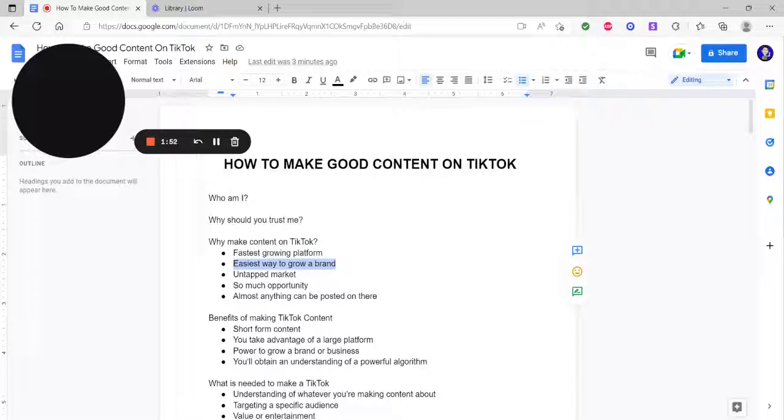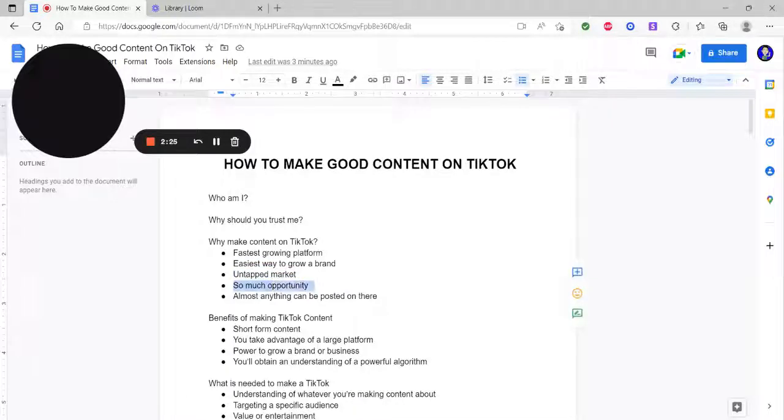Like I said, it's the easiest way to grow a brand. I think it's probably the best way to grow a brand nowadays, considering the algorithm is very easy, just as long as you're able to create good content. It's also an untapped market. Not a lot of business owners and influencers, or people striving to be influencers, are on TikTok right now, and the ones that are are making huge gains. So it's really untapped, especially with this algorithm. So it's best that you get on that.